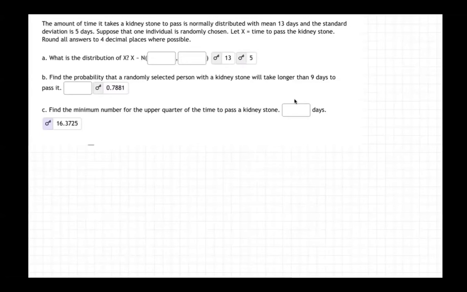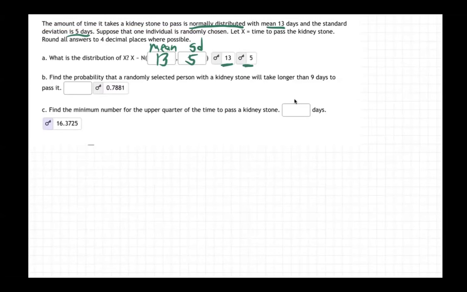Okay, welcome to an example. Here we've got the amount of time it takes a kidney stone to pass is normally distributed. That's our key phrase, normally distributed. Mean 13, standard deviation 5. Okay, so right here, they always just want you to put the mean and the standard deviation. The mean is 13, standard deviation is 5. As you see, the answer is right there.